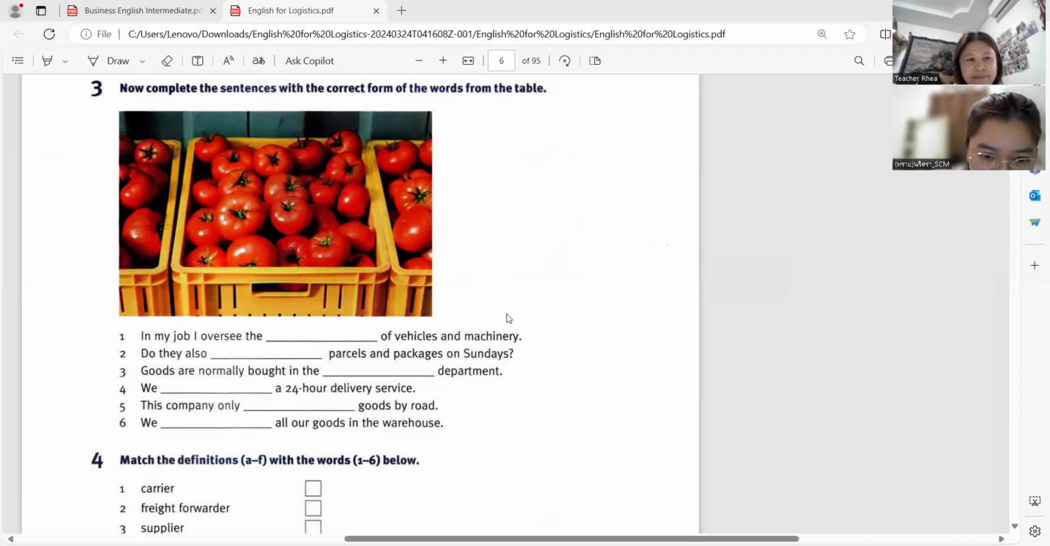Oversee the... So in my job, I oversee the... If you take care of everything, like fixing the vehicles and the machinery, checking if the machine is working or not.